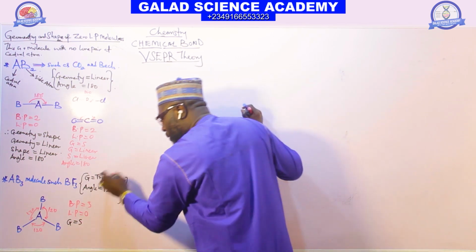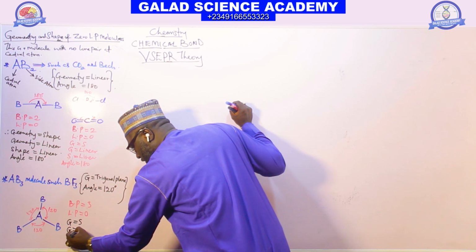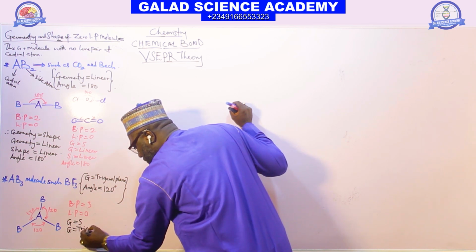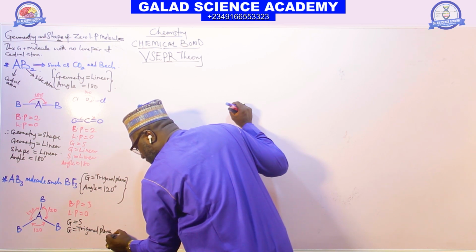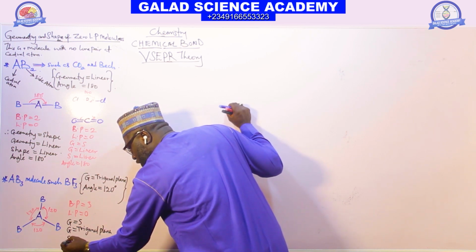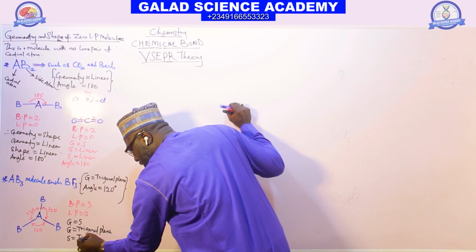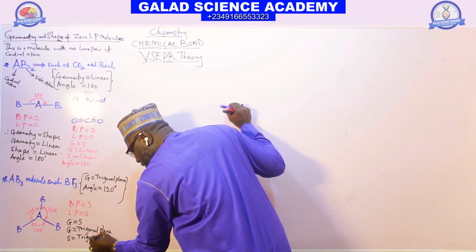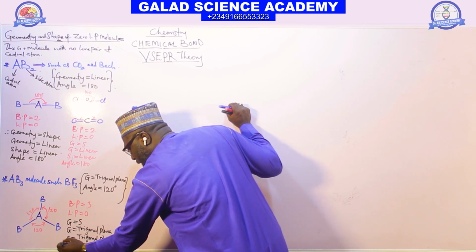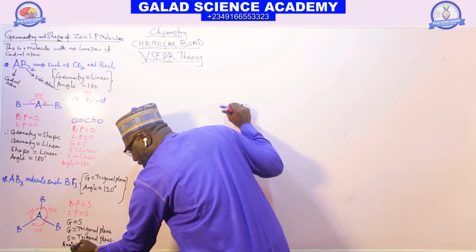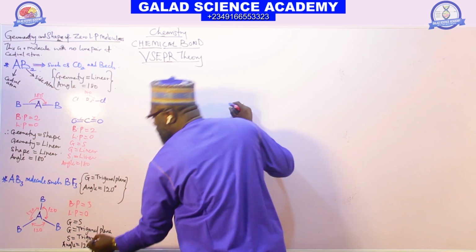And then we are given that the geometry is trigonal planar. The shape will also be trigonal planar. What is the angle? It is 120.